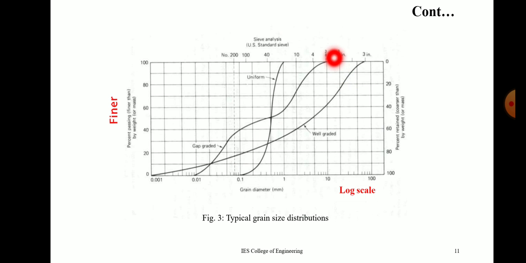This line shows a gap graded curve, and here we can see the hump, and it shows some particle sizes are missing.